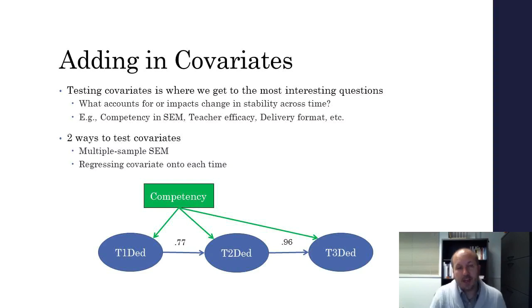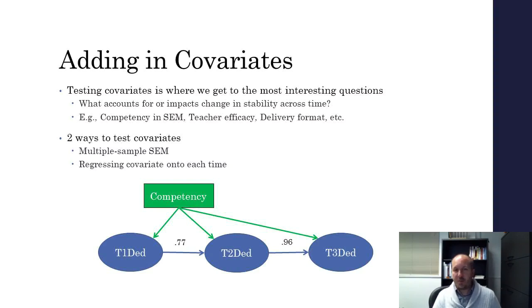Oftentimes, we want to know what is correlated with change across time. So when we do that, we can add in a covariate. Testing covariates really helps us get at more interesting questions about what accounts for or impacts changes in stability across time. So for example, we may look at competency in doing SEM.